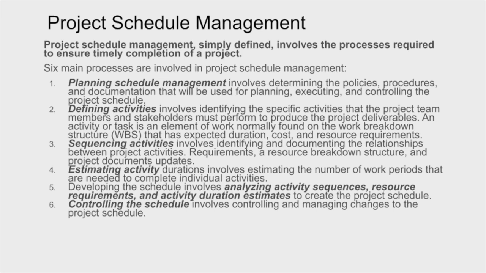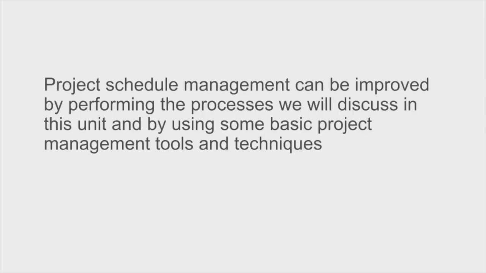Finally, the 6th one involves controlling the schedule, which is so important because it involves ensuring that the project is on schedule and maintaining the schedule so that all of the things that we talked about that are necessary as a project moves forward come at the right time. So the right workers are in the right place at the right time and the right materials are in the right place at the right time to allow the project to move forward. So project schedule management can be improved by performing the processes we will discuss in this unit and by using some of the basic project management tools and techniques.